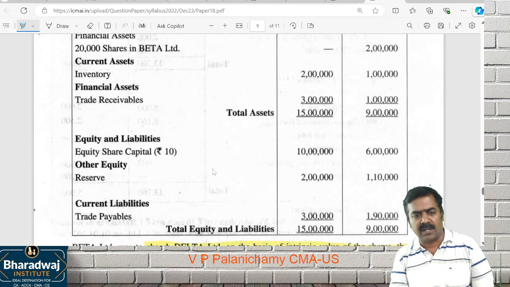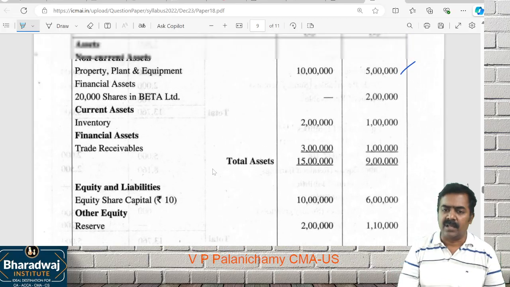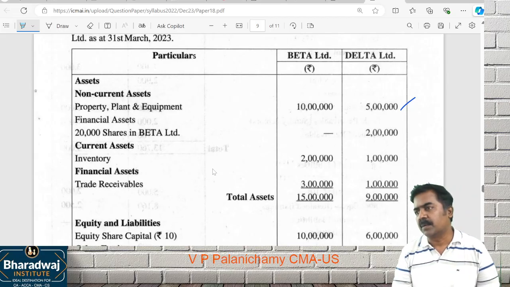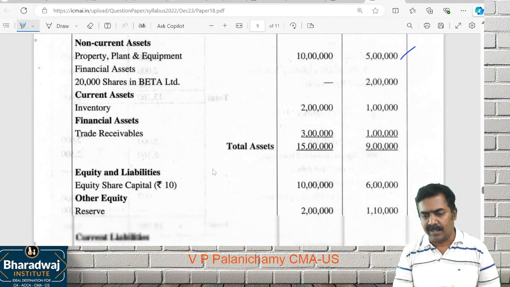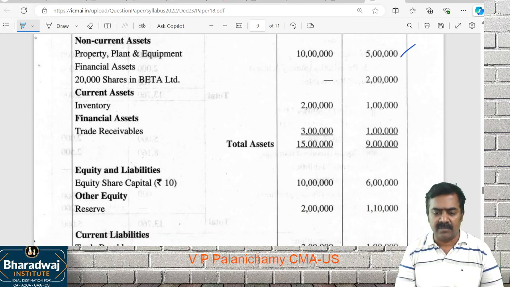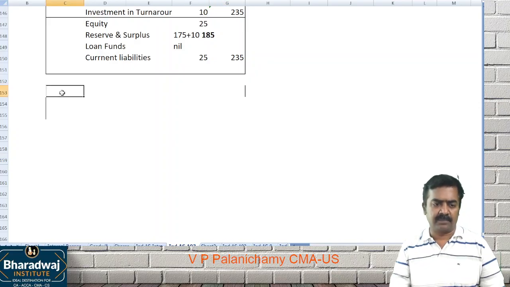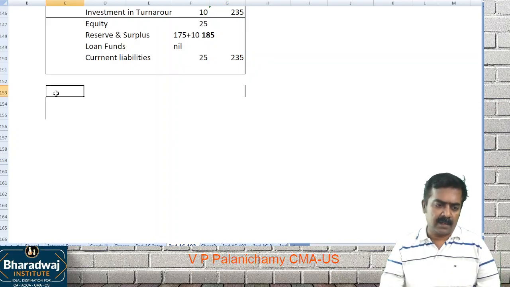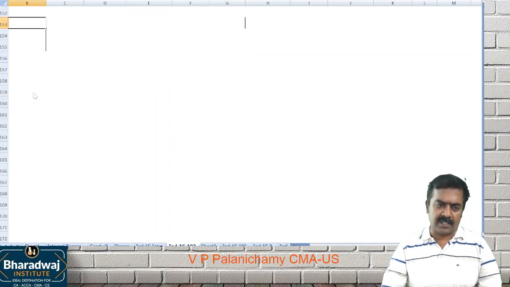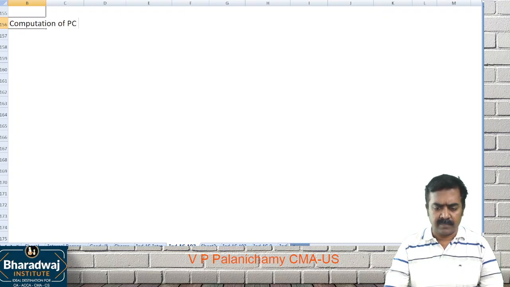Before we proceed with the journal entry, what do we have to work out? The intrinsic value of Beta Limited and Delta Limited. We need to work it out. Start. We are going to do it together. Computation of purchase consideration, using the intrinsic value method.